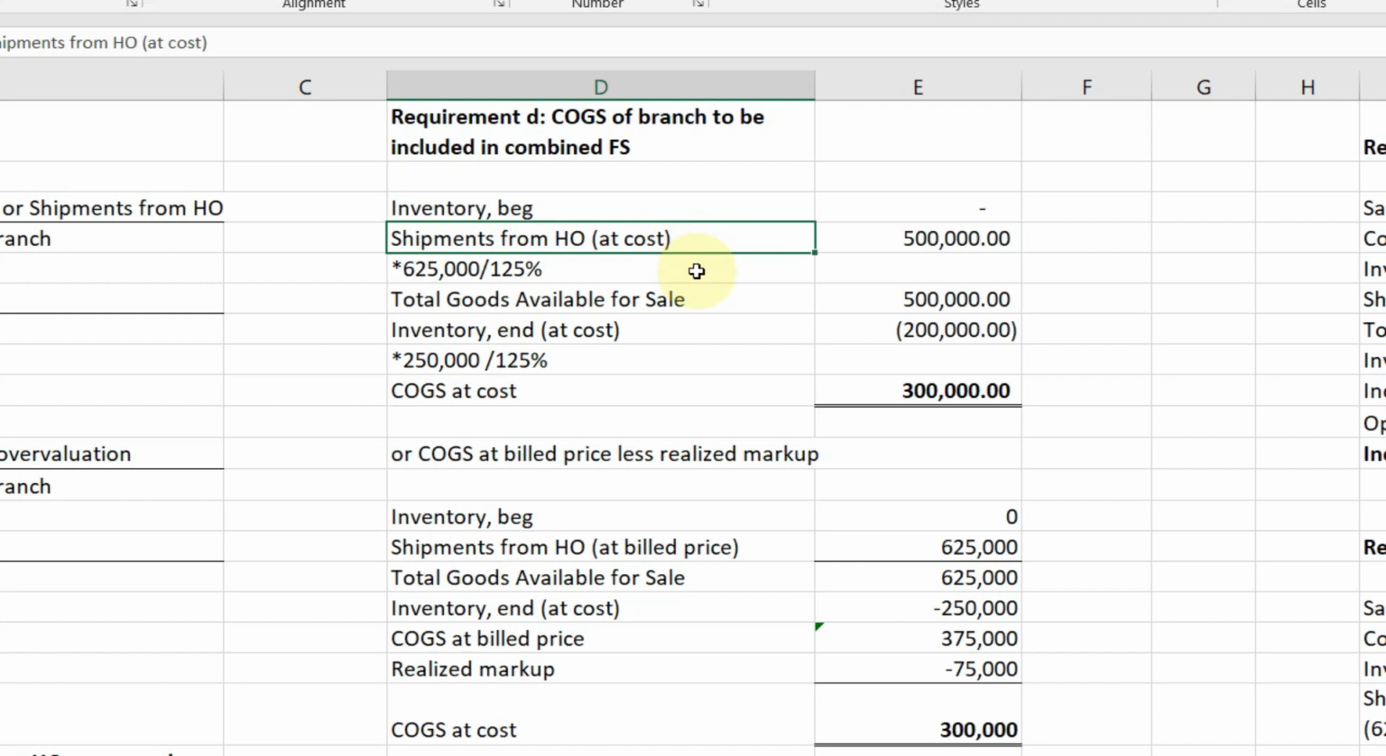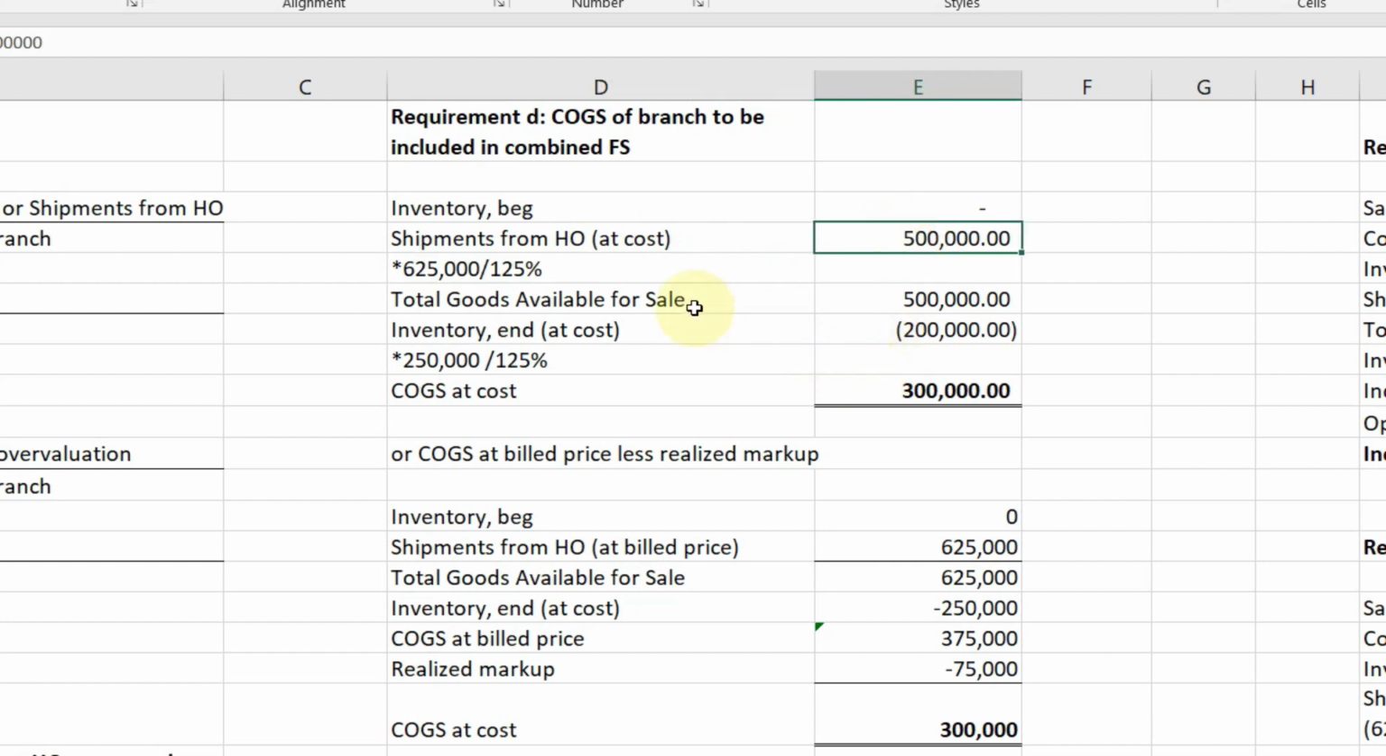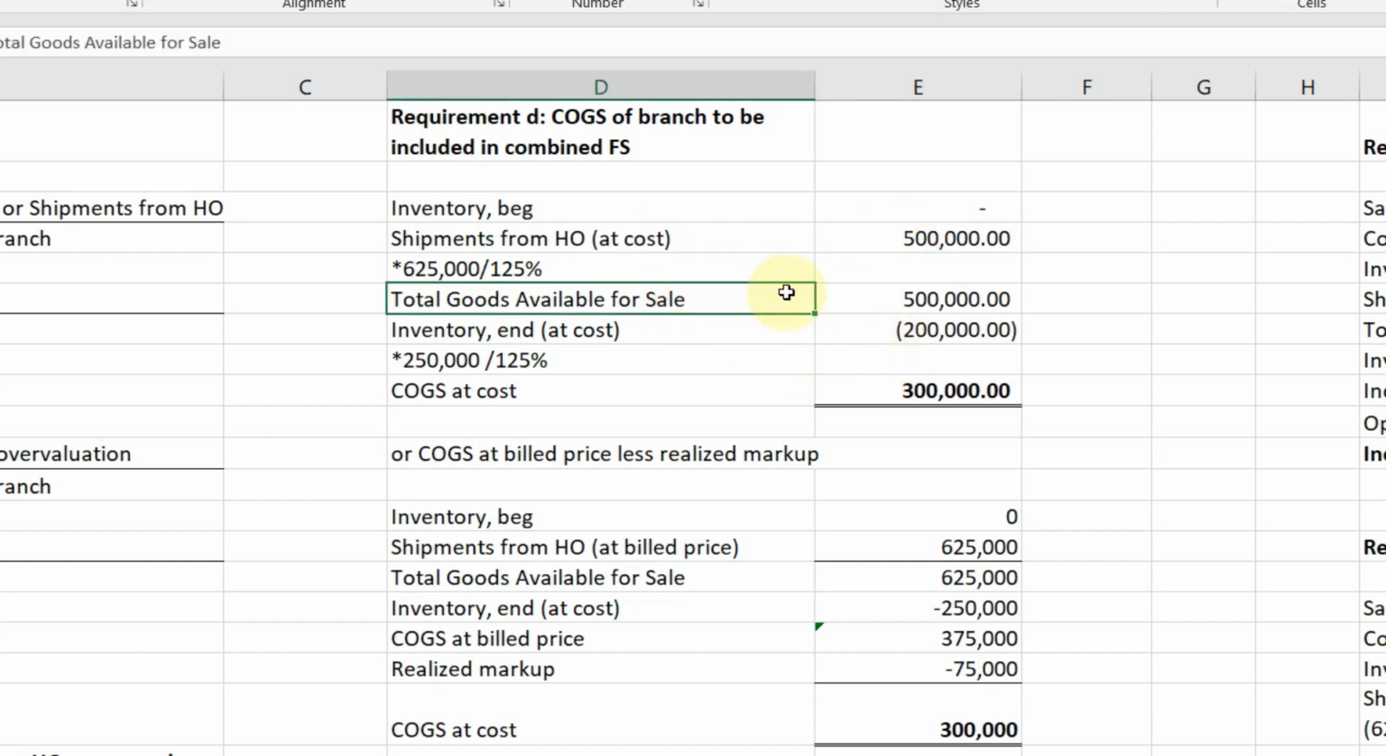So, tanggalin mo yung kanyang markup by dividing it by the billing rate. So, that's 500,000. You add the beginning and the shipments from HO. For the TGAS, you have 500,000. Then, you deduct inventory end at cost. Again, alisin mo yung markup by dividing it by the billing rate. So, 200,000. 500 minus 200, you have COGS at cost na 300,000. Okay? So, pwede naman ganito. Or, pwedeng ganito ang gawin mo.